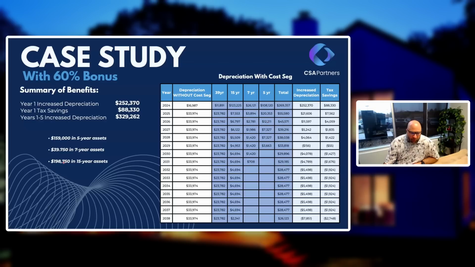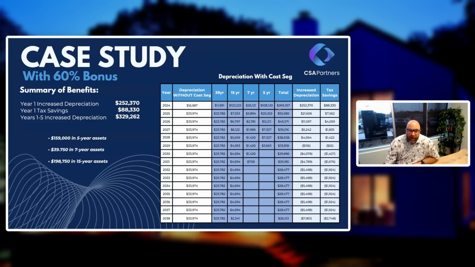Now you can see, if you remember, we had $159,000 worth of 5-year assets. So in this case, because this building was put into service in 2024, we're eligible for the 60% bonus. So we're going to take 60% of this number, 60% of this number, and 60% of this number all in the first year. And you can see that here in the chart. I've got 108,000, 26,000, and 123,000. Now, the rest of that, meaning the other 40%, gets spread out over the useful life of that asset. But we're taking a huge bump here in year one and getting a significant tax savings there.